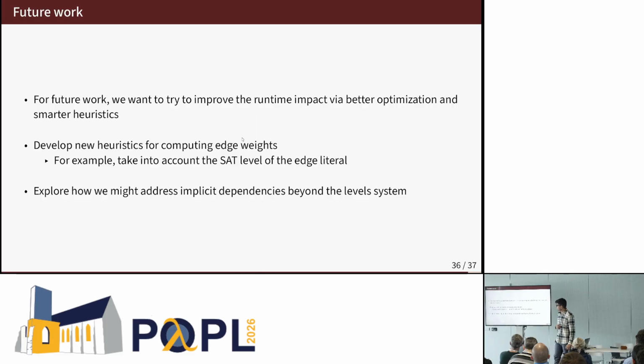We also want to explore how we might address the implicit dependencies issue beyond the level system. Like I mentioned briefly, this level system is deeply related to the way that the SAT solver stores the literals in the trail. So we don't think that there is a current alternative solution that would work with the way that SAT solvers currently work in CVC5. However, there is some interesting work, for instance, in chronological backtracking SAT solvers and things like that, where the trail is a little bit different.